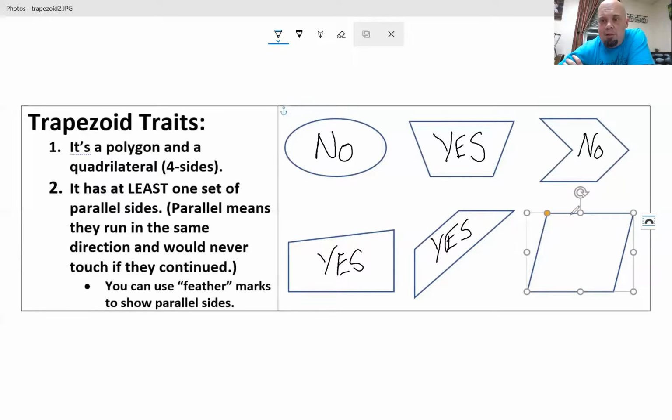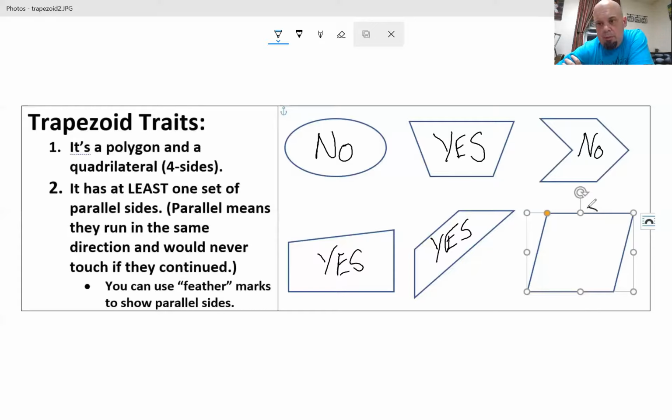And our last one here has some extra lines in it for some reason, but it's just the blue lines we're looking at. It's a polygon. It's got straight sides. It has two lines that meet to form an angle. It has four sides, so it's a quadrilateral. Does it have at least one set of parallel sides? So top and bottom, if they were to travel on forever, they would never meet.